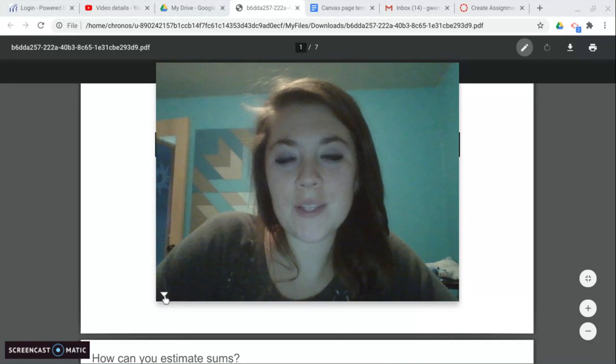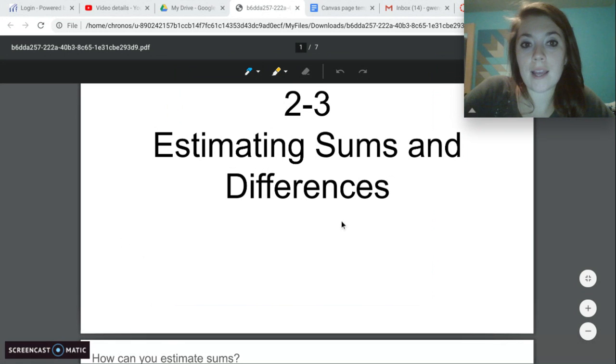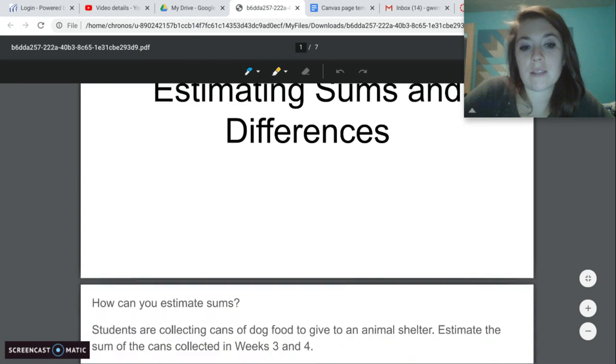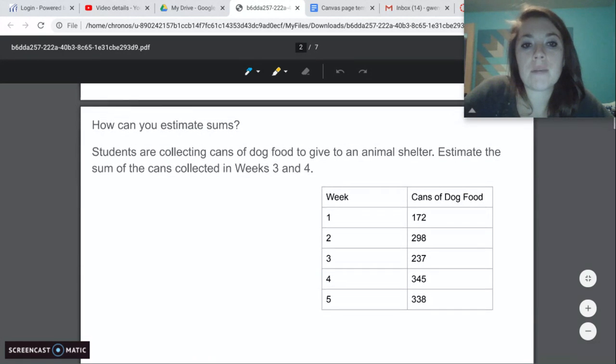Guys, welcome back. So what we're looking at today is 2.3, estimating sums and differences. So we're going to be doing a lot of estimating and then adding and subtracting with that. So sums represents addition, differences represent subtraction. So how can you estimate sums?